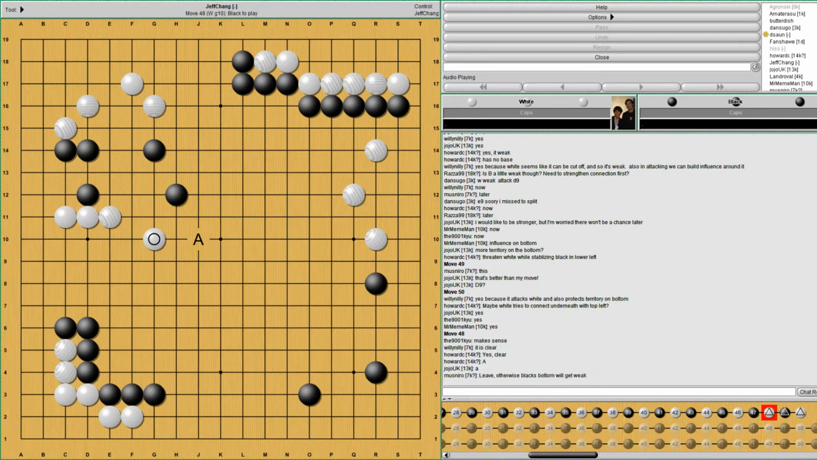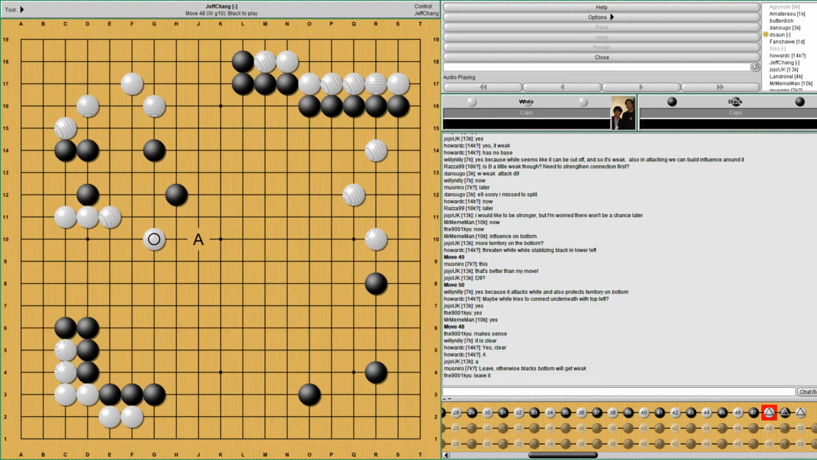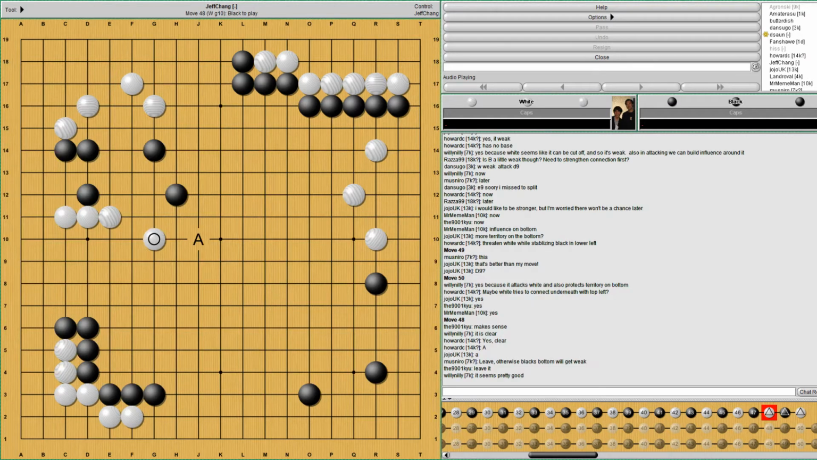Okay, you will still attack from A. I can see now this is a close battle.